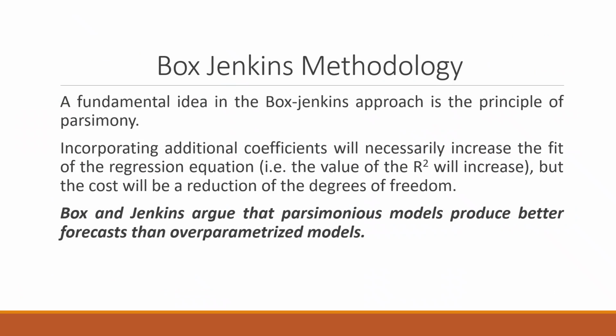A fundamental idea in the Box-Jenkins approach is the principle of parsimony. It means that parsimonious models produce better forecasts than over-parameterized models. If you go on including more and more variables in the model, it is definitely an over-parameterized model, and there will be a huge reduction in the degrees of freedom, because of which there can be a possibility of multicollinearity, and there can be a possibility of spurious regression.